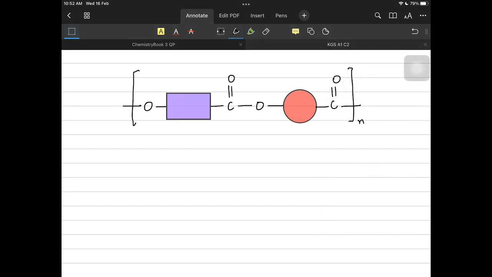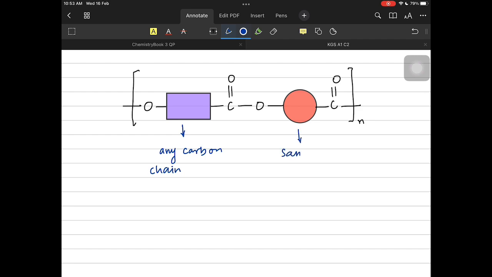Let's try this one. Again, you can see there's an ester linkage in the middle. This purple thingy could be a carbon chain, it could be a hydrogen atom, it could be any part of the carbon chain molecule. We don't care about it. Similarly, the pink circle could be anything at all. It could be a very long chain, a very short chain. For all we know, it could be anything at all. So it could be whatever.